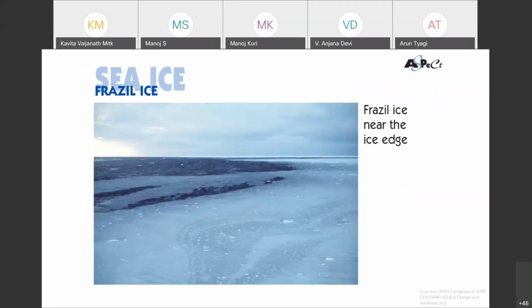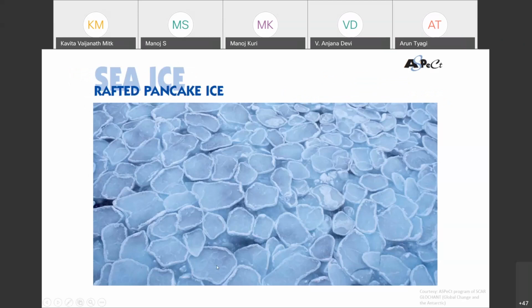So I'll show you some images of all these sea ice types. You can see this fragile ice. So this is the first step. All right. So this forms near the edges of the ice. So you can see it's very smooth, and this fragile ice gets basically what we call as the movement of the winds. This fragile ice gets converted into rafted pancake ice.